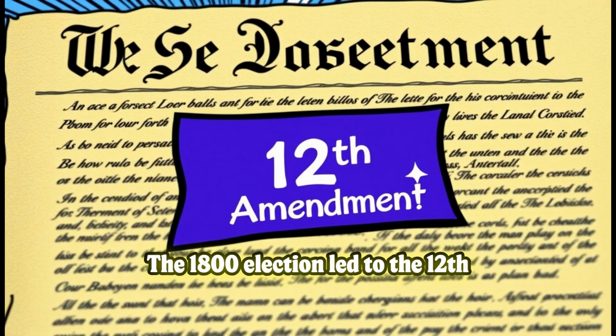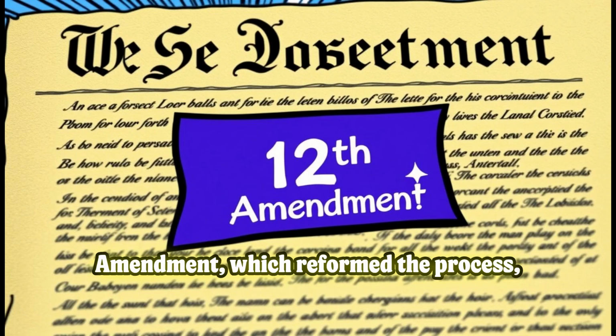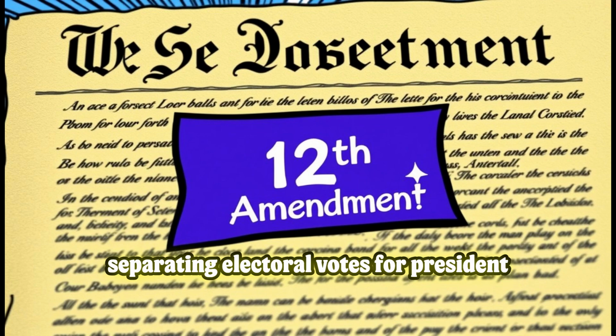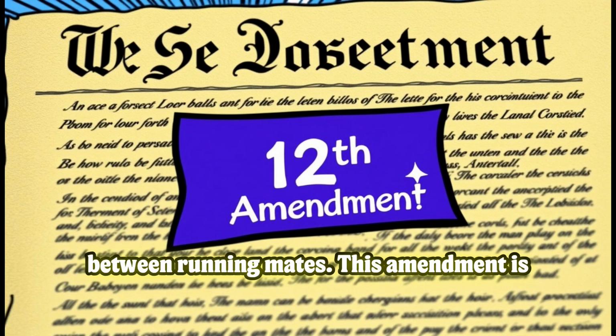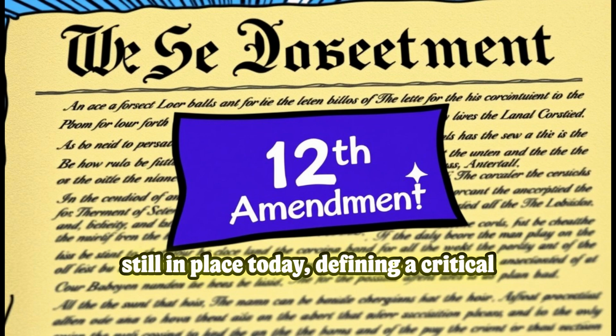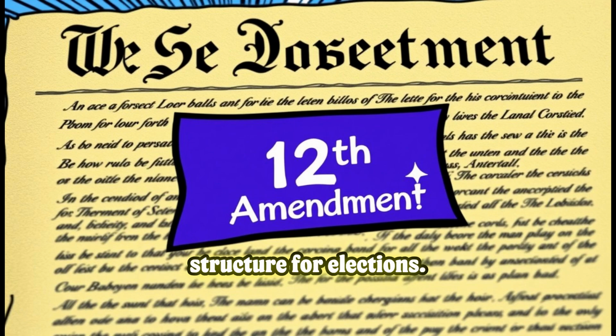The 1800 election led to the 12th Amendment, which reformed the process, separating electoral votes for president and vice president to prevent future ties between running mates. This amendment is still in place today, defining a critical structure for elections.